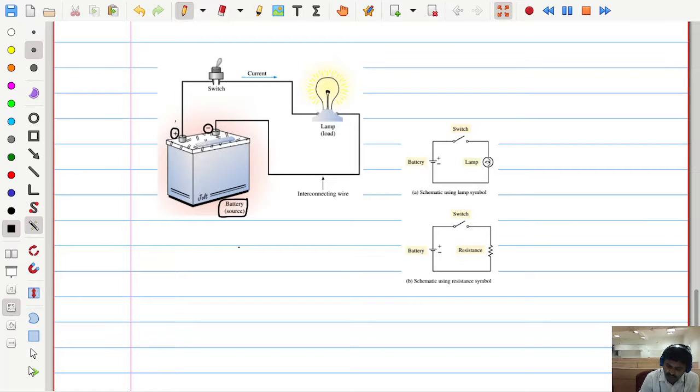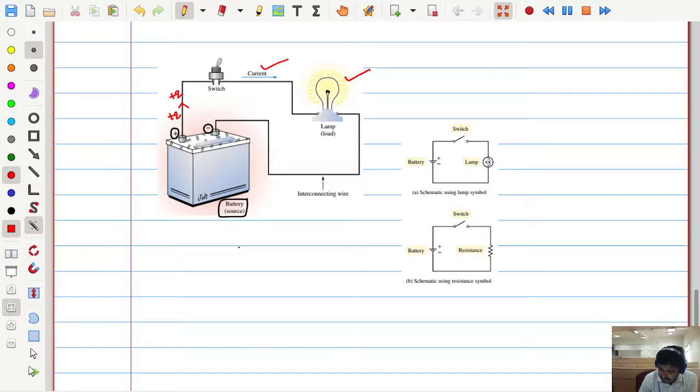Then wherever the positive terminal is, from there a positive charge may flow in this direction. So this positive charge direction itself we take as the current direction. That is the usual convention. Okay, so then there may be a lamp like this.